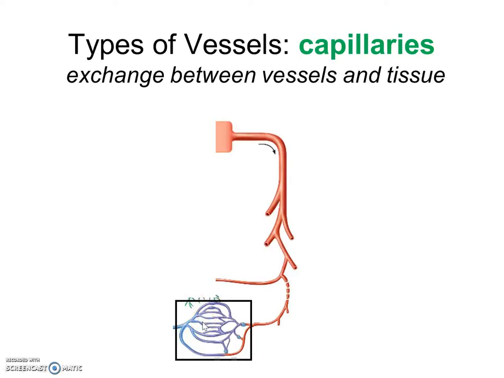Other things that you'll exchange at the capillary are things like your nutrients, like sugar, for example, or hormones when they get delivered to their final destination, like the thyroid hormone going to the thyroid gland. They'll all be delivered at the capillary.